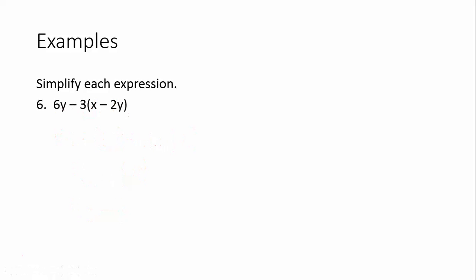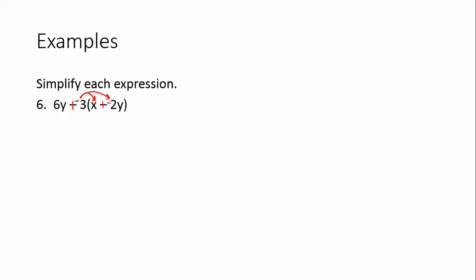Example 6, we do need to distribute before we can simplify. So this is where the distributive property comes in handy. And we want to be very careful here. Recognize that this is a negative 3. And that negative 3 needs to be distributed through the parentheses. We can also change this to adding the opposite if that helps.